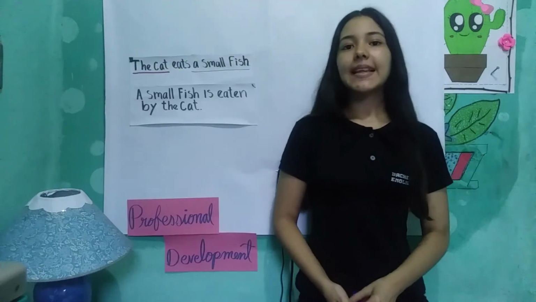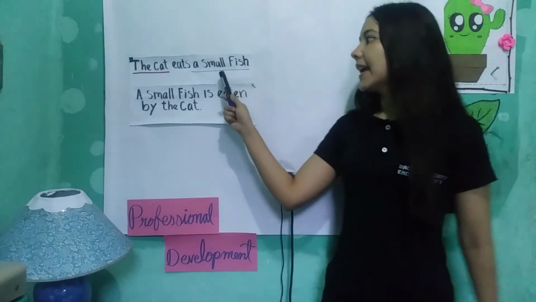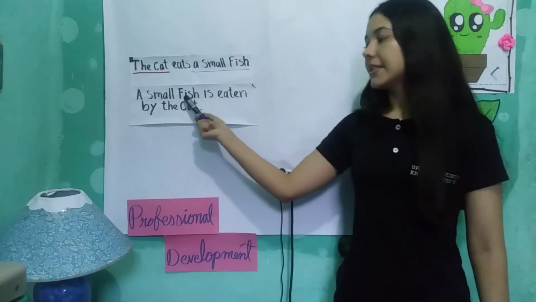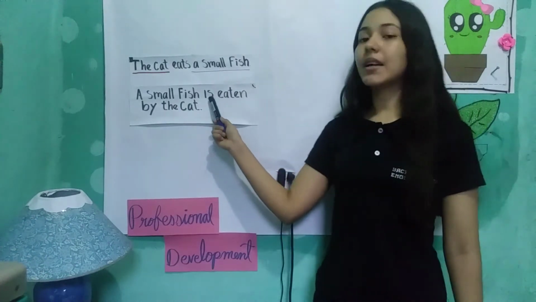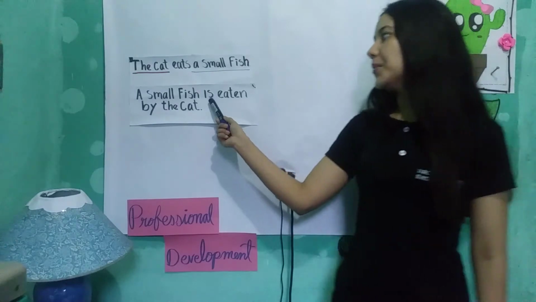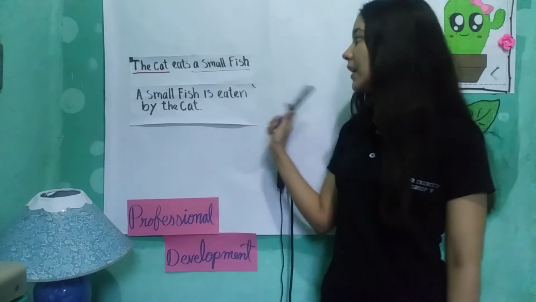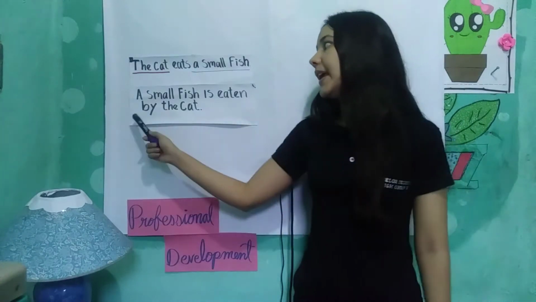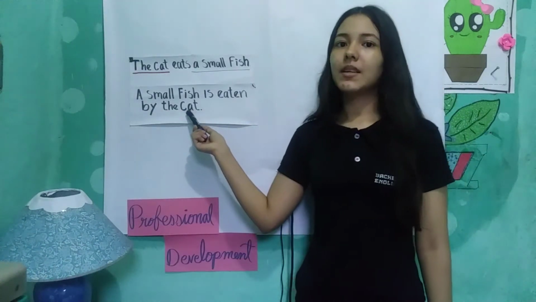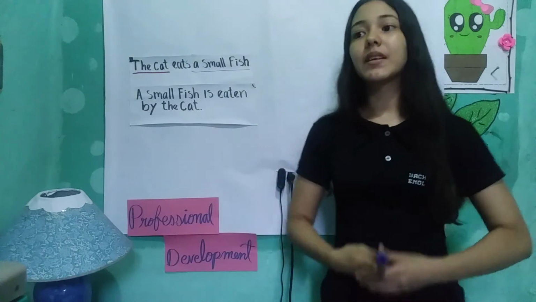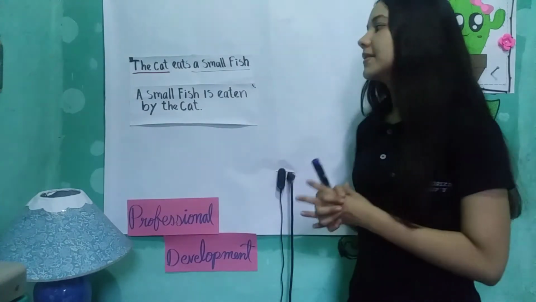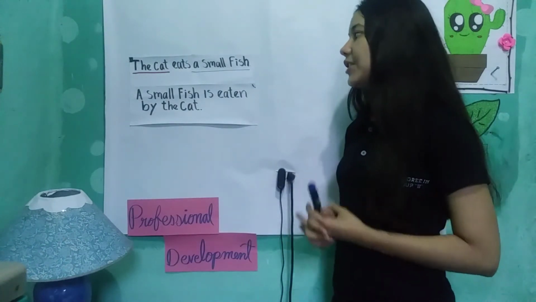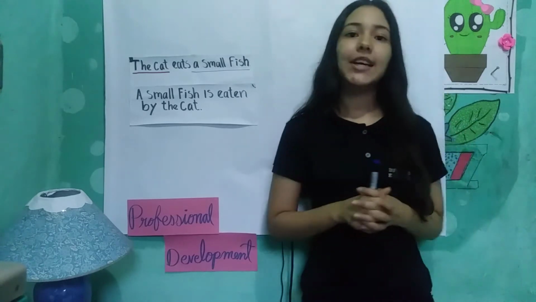So let's check the structure. The object becomes the subject. The verb to be is in present tense. The verb is in participle, and then the complement using the preposition by. So in passive voice the sentence is: a small fish is eaten by the cat.